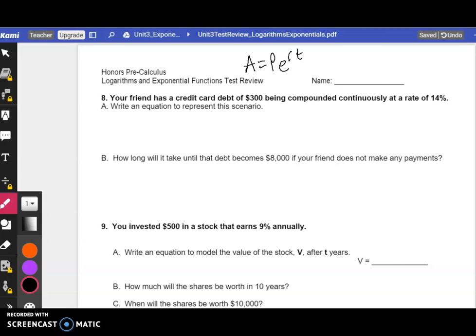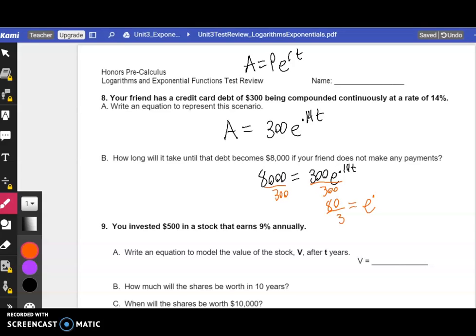And so writing equations to represent this scenario, we would have A equals 300 e to the 0.14t. How long will it take until this debt becomes 8,000 if he doesn't make any payments? So 8,000 equals 300 e to the 0.14t. We're going to use a similar process that we used last time. Divide both sides by 300. So we're going to get 80 over 3 equals e to the 0.14t.